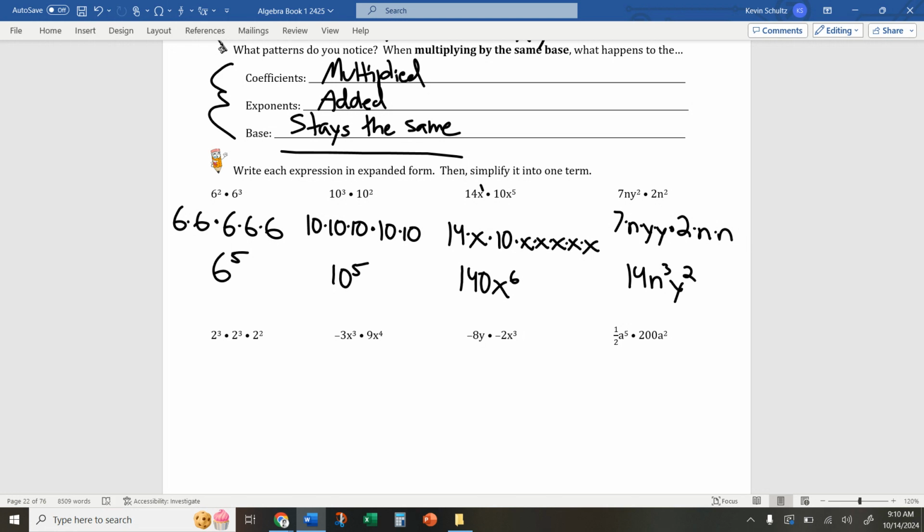Where did the 14 come from? Our coefficients, 7 and 2. 7 times 2 is 14. N cubed, because we have 3 of them: n times n times n. Exponents get added for the shortcut. N to the first plus 2 is n to the third. Y squared, only 2 y's we have, so it remains y squared.